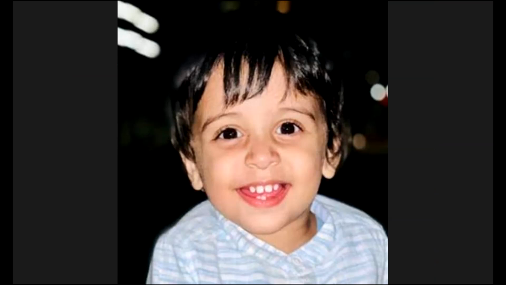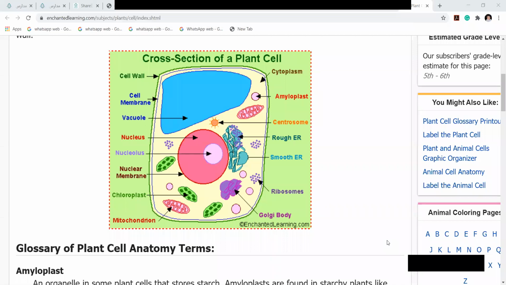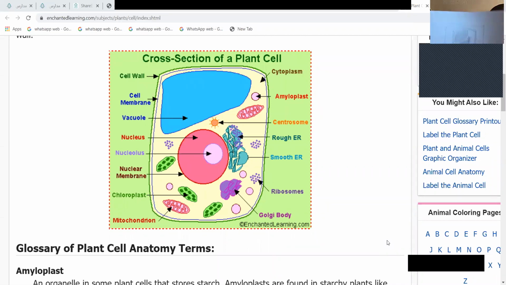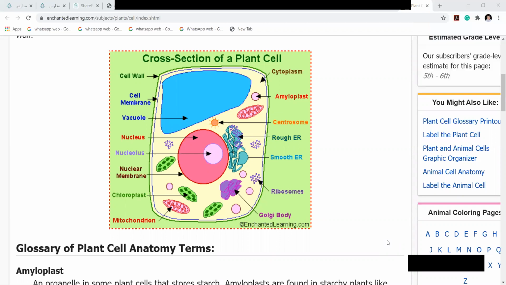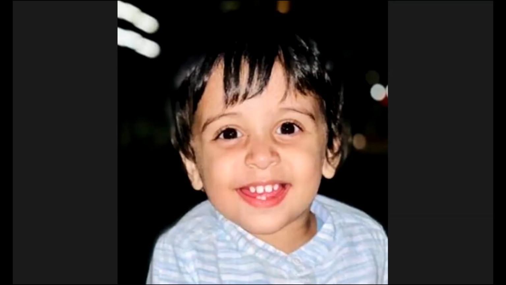Who wants to show me? I didn't label it. So do it. Come on, label it fast. Good, good. Label it, Malak. How about the others? Miss, I didn't label it. Okay, I will give you 3 more minutes and you must label it.